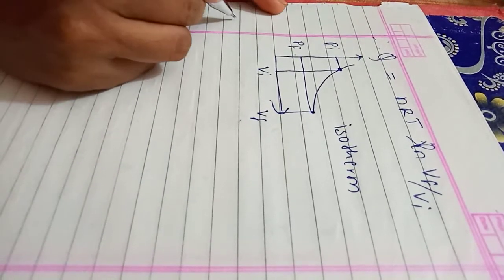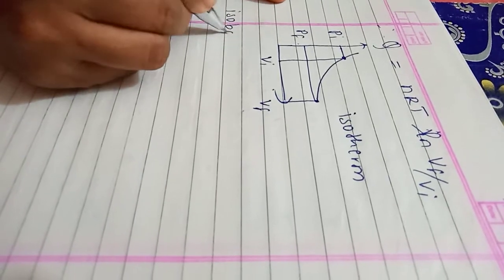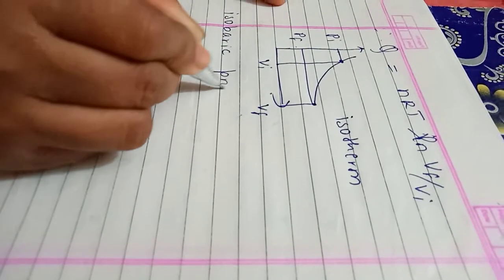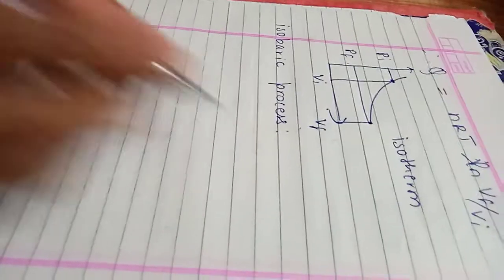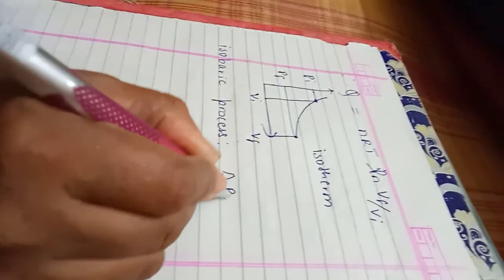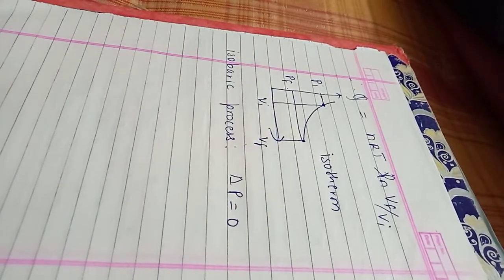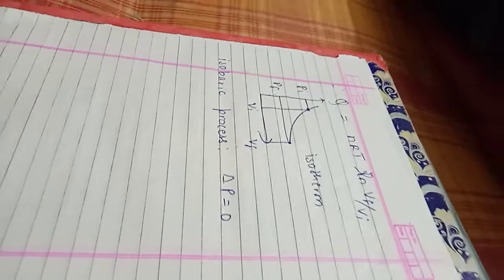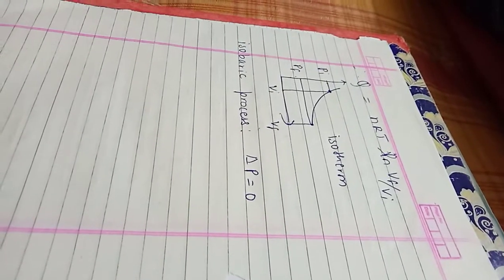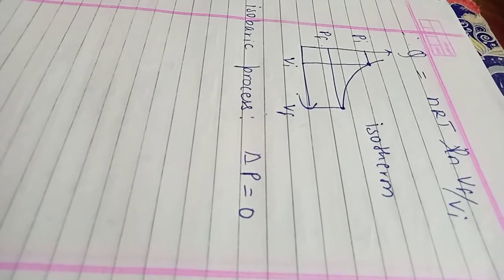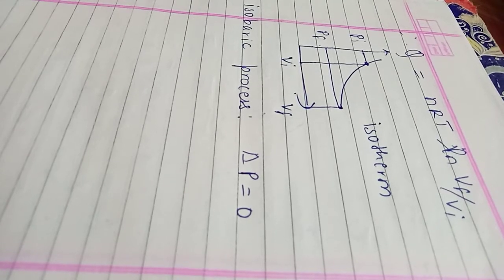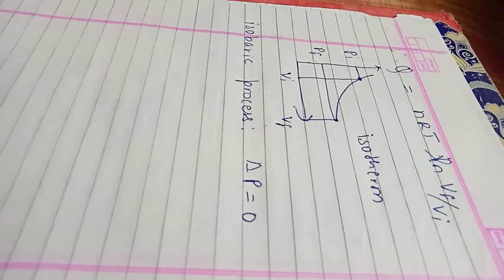After this, we are going to discuss something called the isobaric process. Now, what is the isobaric process? It is the process in which the change in pressure is zero. Means in an isobaric process, the pressure of the system remains constant. Point number 1: since the pressure remains constant, there is no control over volume. Since there is no control over volume, there is no control over work and internal energy.